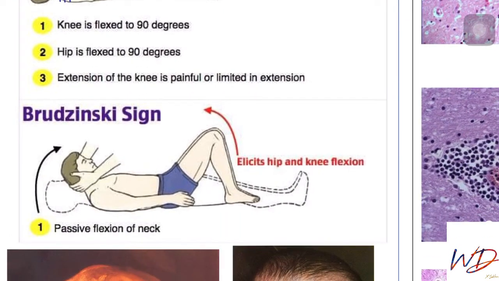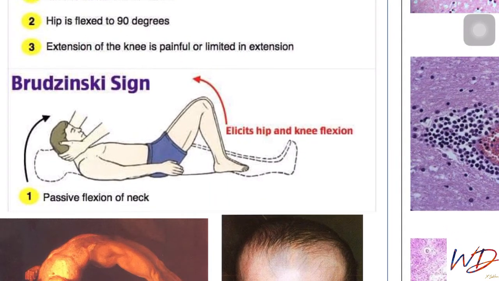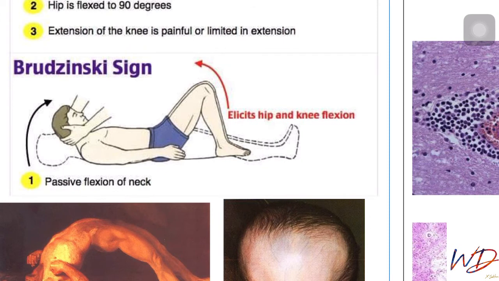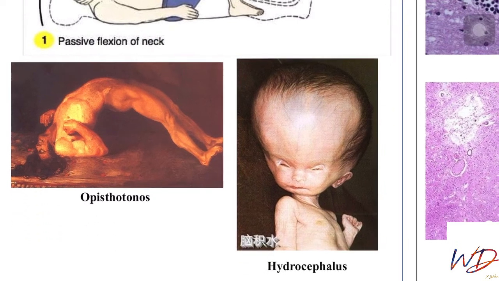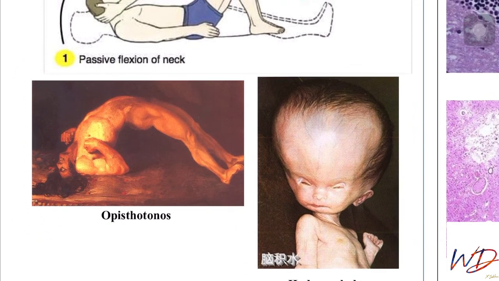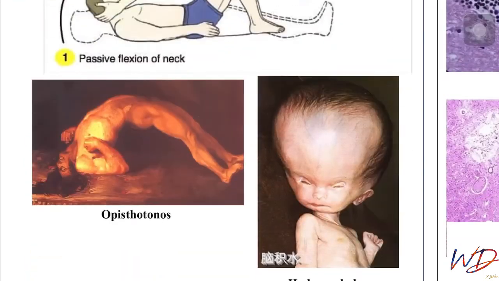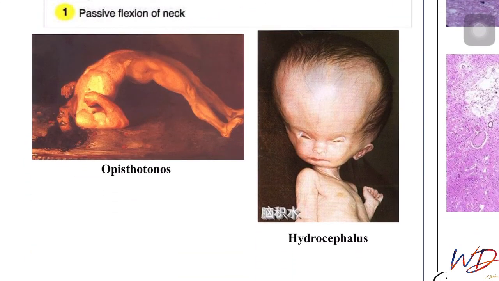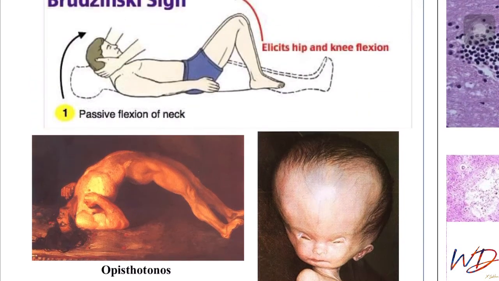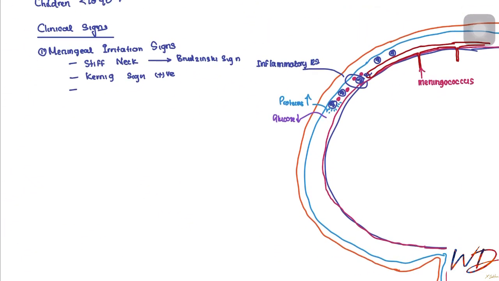Brudzinski sign is going to be the opposite. When we pull the neck upwards, when we flex the neck, the hips and the knee will flex like this. It will come up like this. The other sign of meningeal irritation is called opisthotonus. This is an image of that. These patients will appear like this. This is the most comfortable position for them because of the pain.